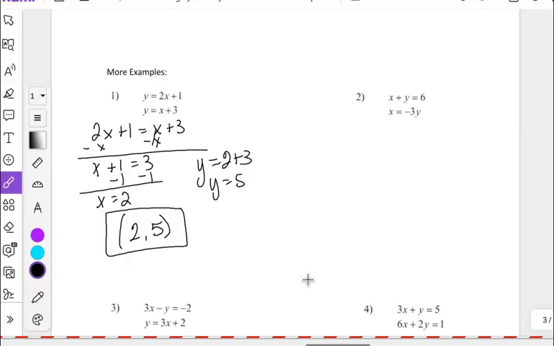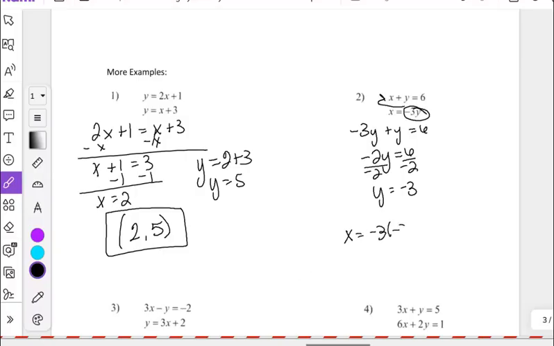Now this one, x is already solved for, so that means I'm going to substitute -3y in for x in the other equation. So I have -3y plus y equals 6. -3y plus y is -2y equals 6. Divided by -2, y is going to equal -3. And then I substitute -3 back in for y in one of the equations. So I'm going to do x equals -3 times -3. So x is going to equal 9. So my solution is (9, -3).